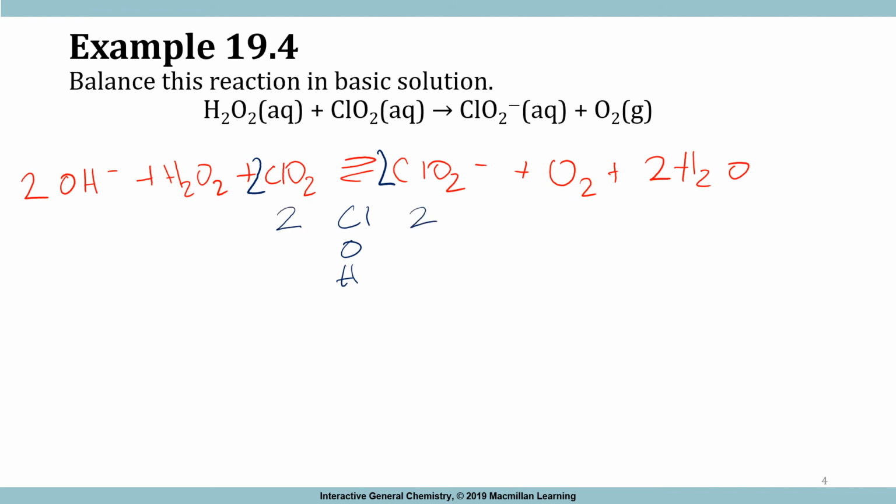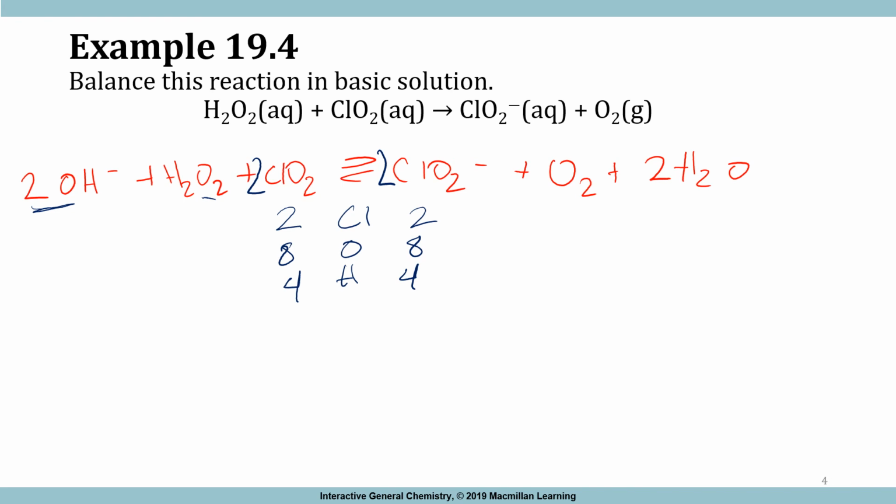Oxygen. So 2 oxygen here plus 2, that's 4. Plus 2 times 2, that's another 4, so that's 8. On the right-hand side, we have 4 plus 2 is 6, plus 2 more is 8. And then hydrogen. So on the left-hand side, we have 2 hydrogen plus 2 hydrogen is 4. On the right-hand side, we have 2 times 2, that's 4. So all of our elements or atoms are balanced.